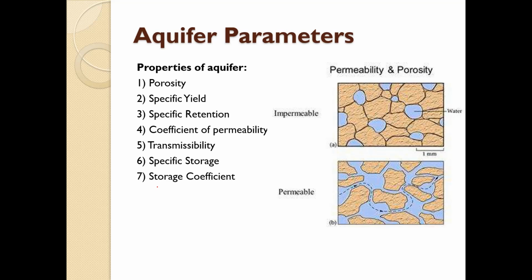So the aquifer parameters, what are the properties of aquifer? So the porosity, specific yield, specific retention, coefficient of permeability, transmissibility, specific storage, and storage coefficient. So you can see the permeable and impermeable layers. This impermeable layer does not allow the water to flow, and this permeable layer allows water to flow.